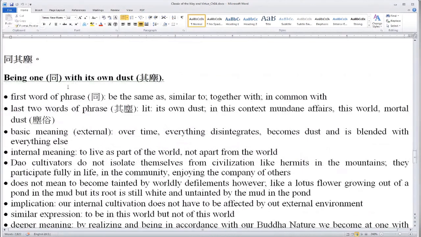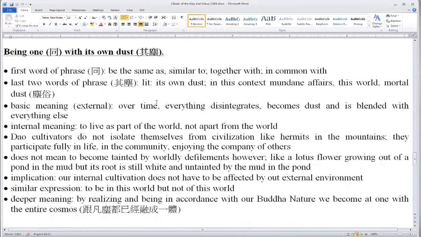同其尘. Literally, this means being one with its own dust. So what is that? This dust refers to mundane affairs, this world. The basic meaning is that over time everything disintegrates. Everything turns to dust.